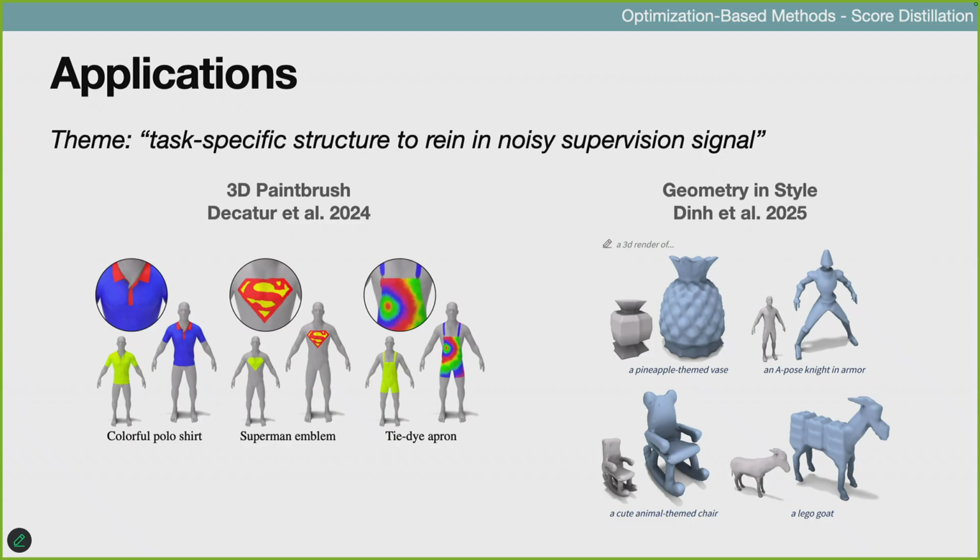A common theme with downstream methods using SDS is coming up with ways to get clean results from such a noisy supervision signal, because it is still a noisy supervision signal. It requires a lot of epochs in your optimization to get a stable convergence. And so what kind of structure and regularization you apply depends on what the task is. At our lab, we've come up with methods for various geometry processing tasks, such as texturing, as Dale just showed, as well as geometric stylization and deformation.